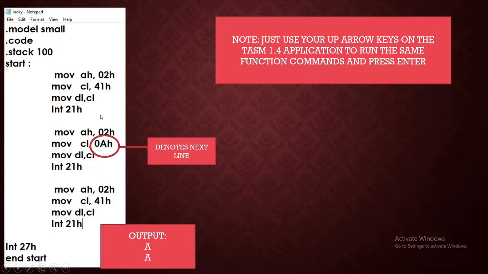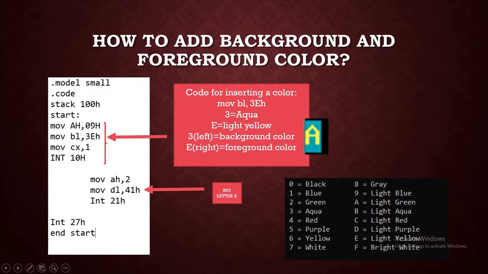As you can see, we have 4 lines of codes. Here we also have 4 lines of codes, but these codes are intended for adding or inserting a color on a character. So we have mov AH, 09H, mov BL, 3EH. We also have mov CX, 1, and we also have int 10H. And then here we have mov AH, 2, mov DL, 41H, and int 21H. So may I just discuss these lines of codes here at the top.